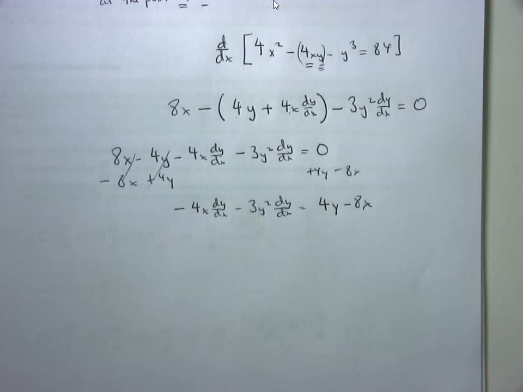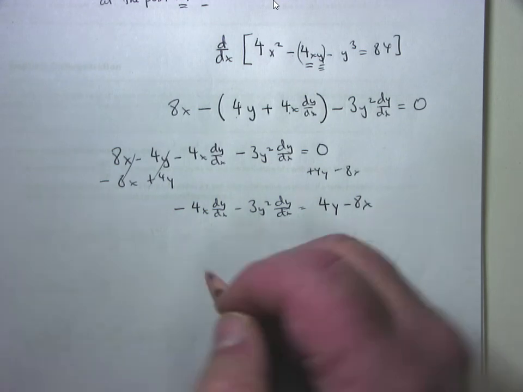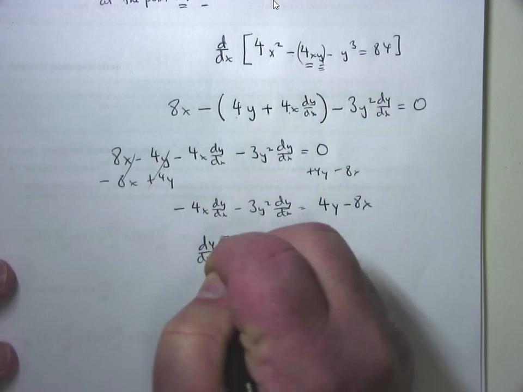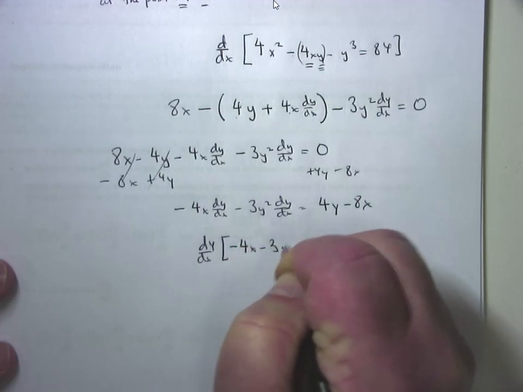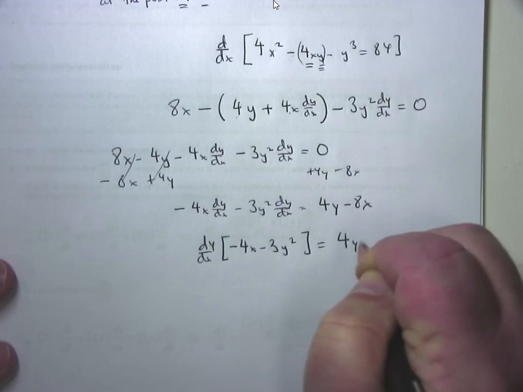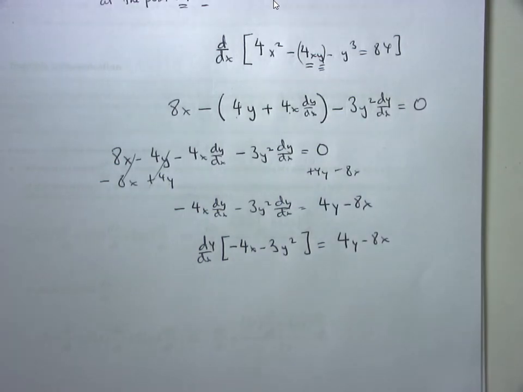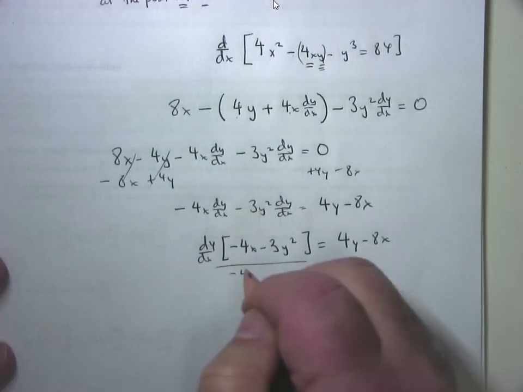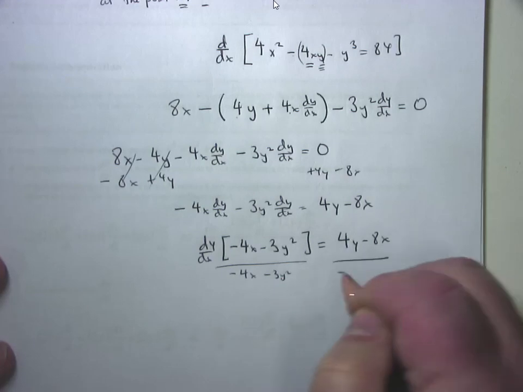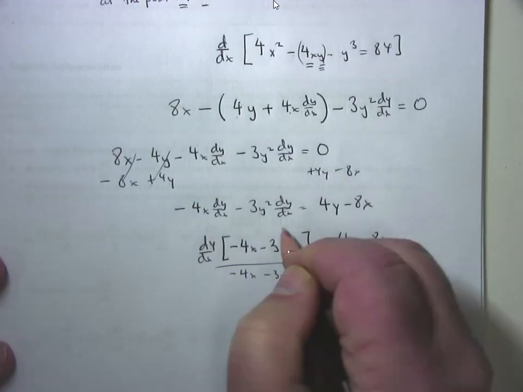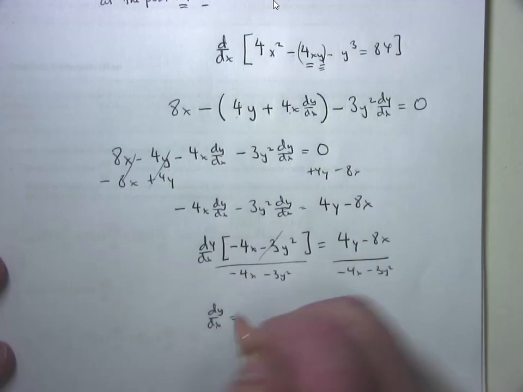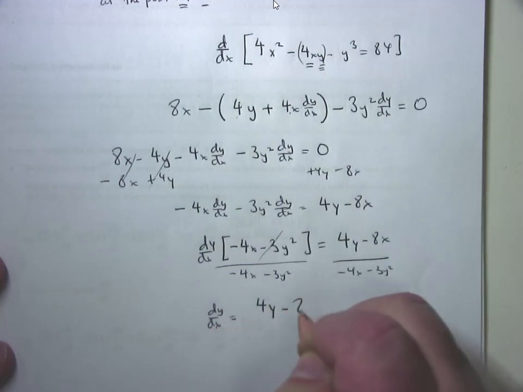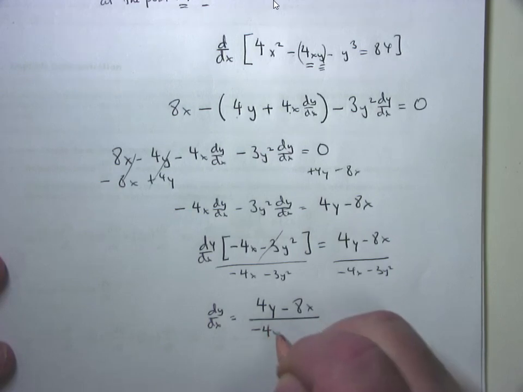Now, I want to solve for dy dx. Once again, what a surprise, I got multiple terms with dy dx in it. So I want to factor out the dy dx. I'm left with negative 4x minus 3y squared equals 4y minus 8x. And then, what's my last move? Divide both sides by negative 4x minus 3y squared. And this leaves me with dy over dx is equal to 4y minus 8x divided by negative 4x minus 3y squared.